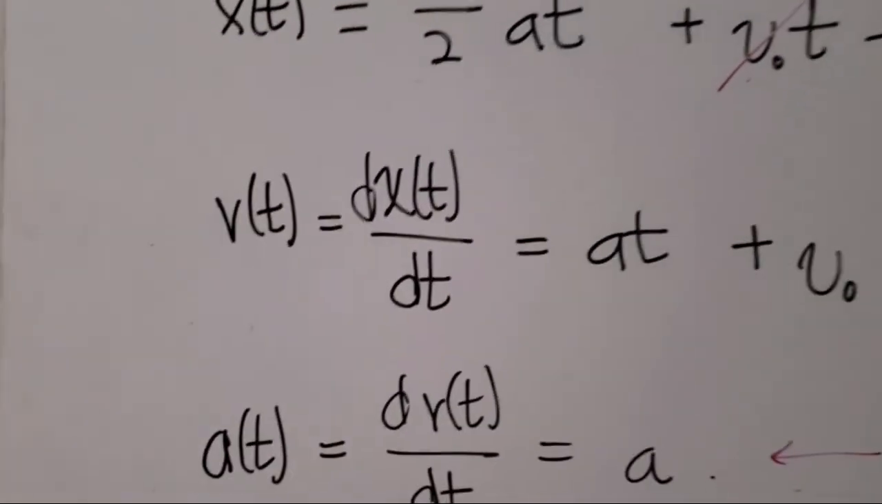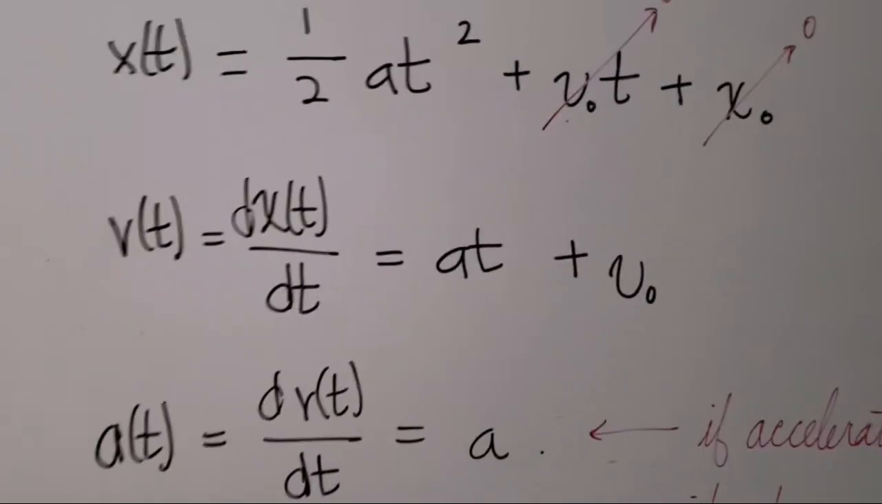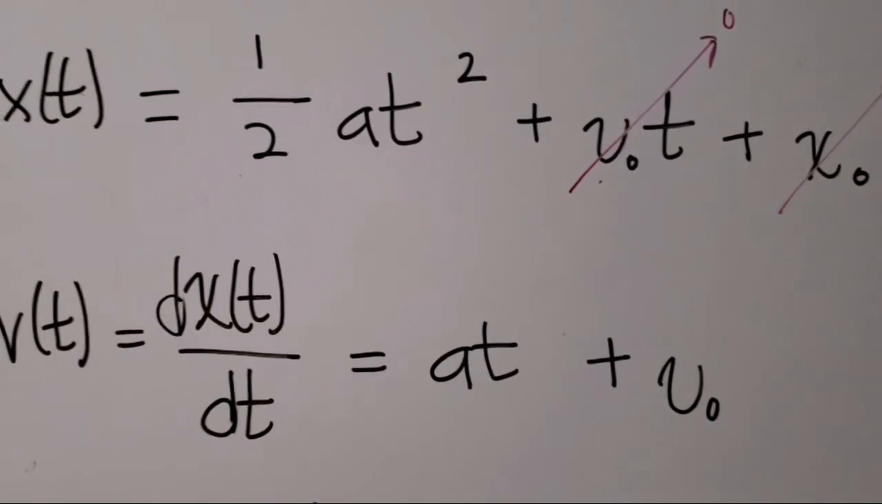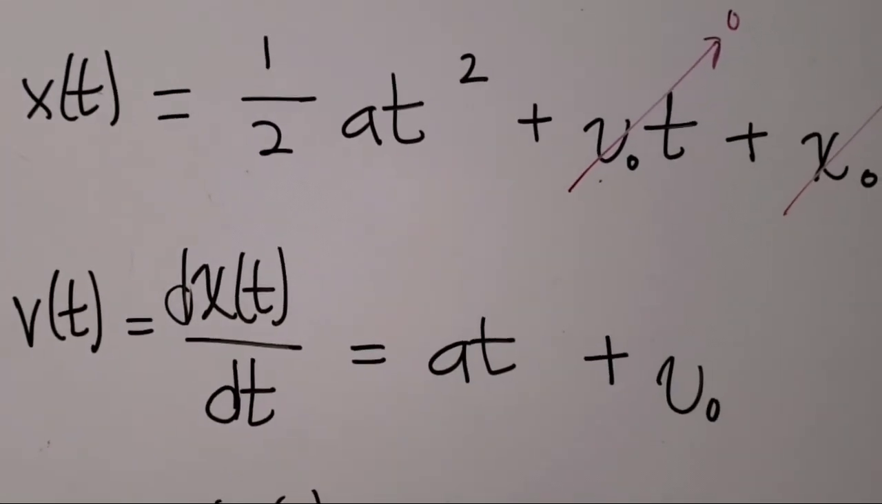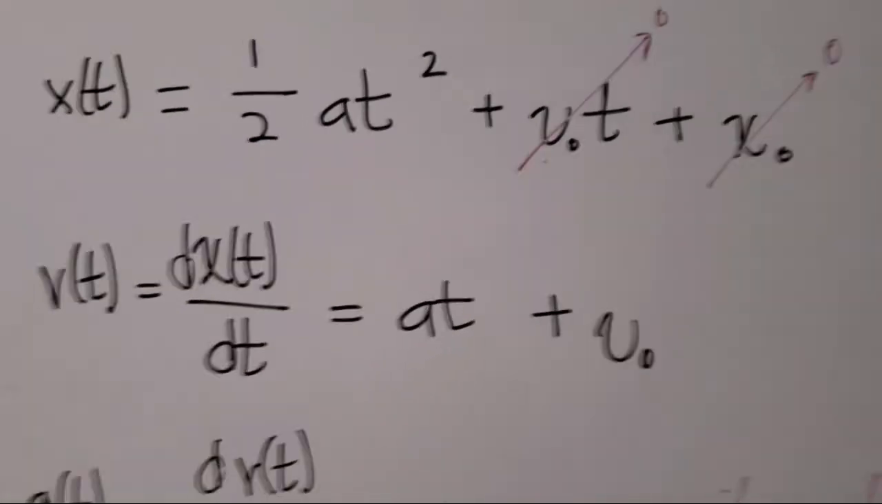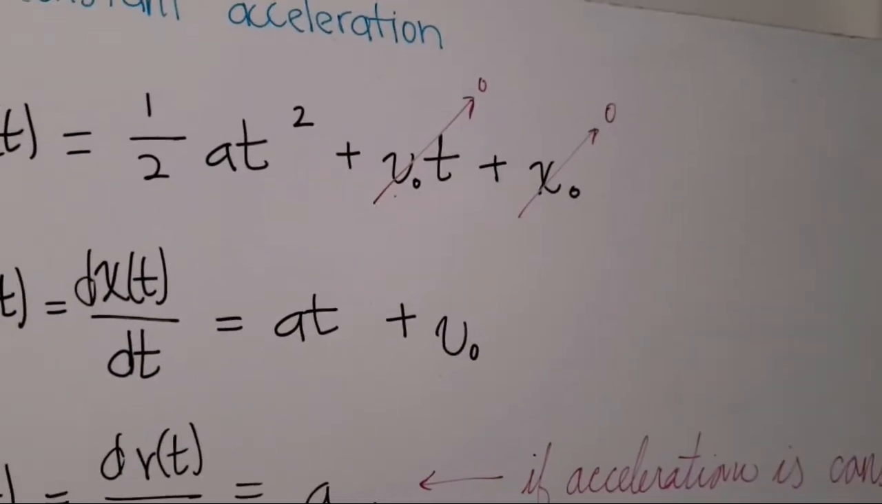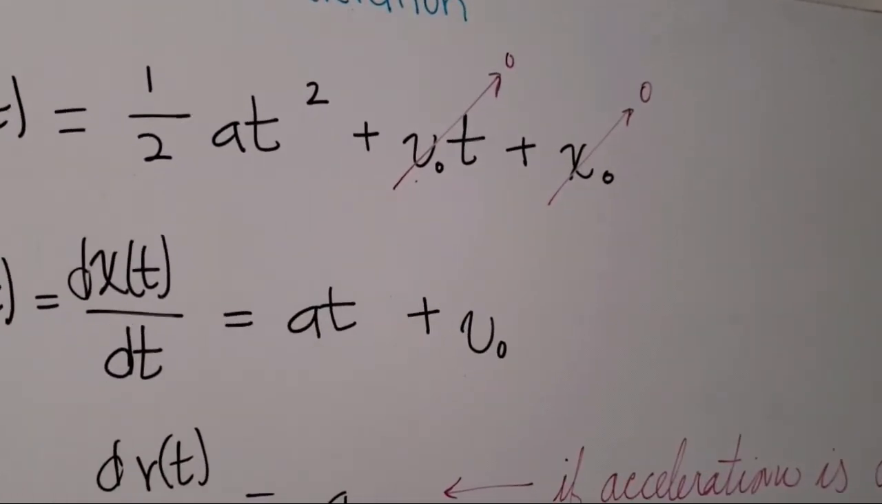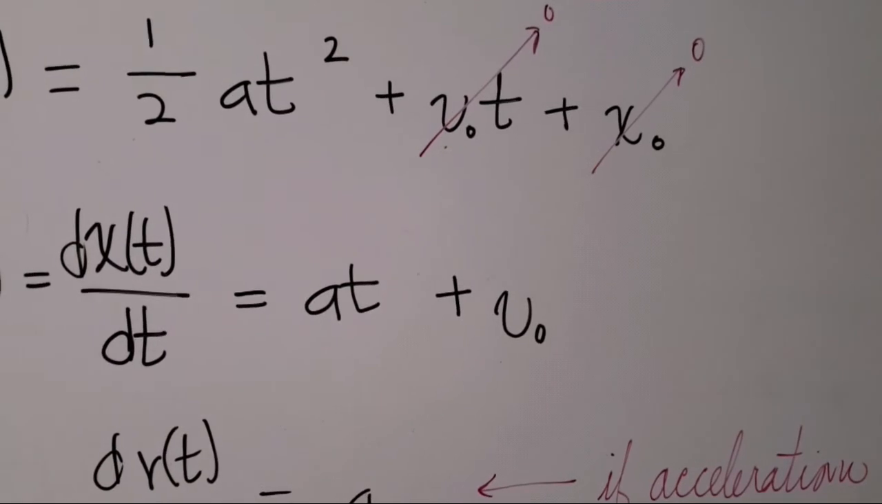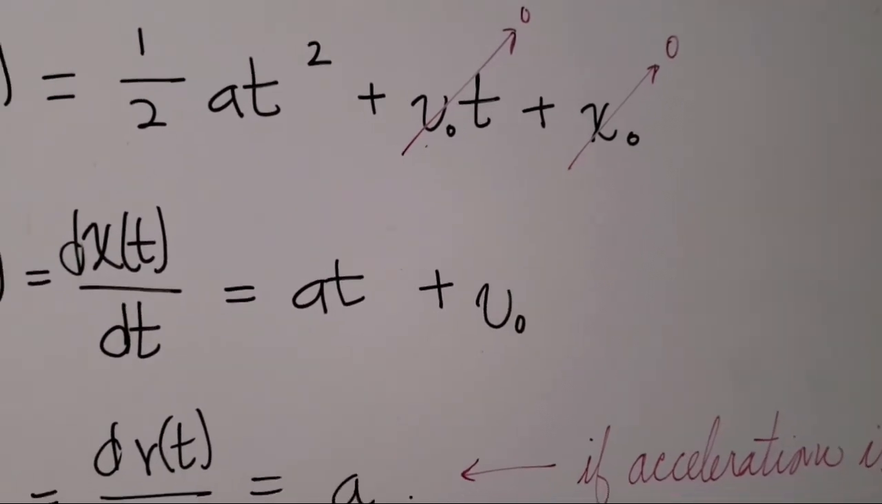Now, on to the next one, the velocity function. We discussed before that that's just the derivative of x with respect to t. And if we take the derivative quickly using the power rule, we can see that it just comes out to be at plus v naught.